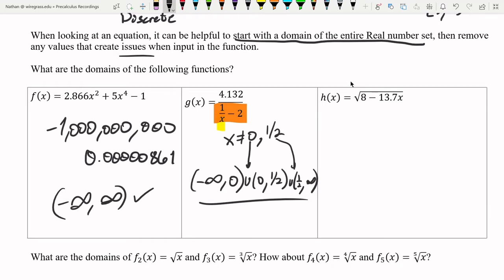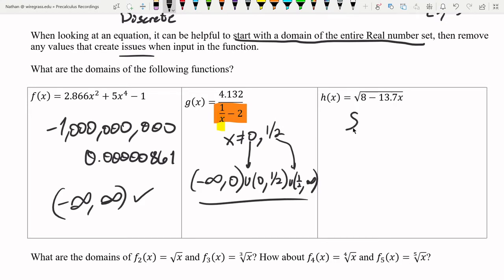Now for this next one, we have a square root. As I said before, we cannot have complex numbers. So the question is, when does this thing give us a complex number? There's no issue on the inside of the square root. You can do 8 minus 13.7 times any real number. That's fine. It's the square root that's the issue. So the question really is, when is this thing negative? Because negatives give you complex numbers.